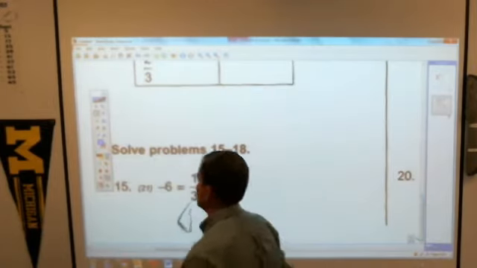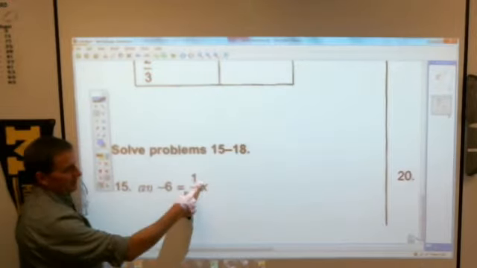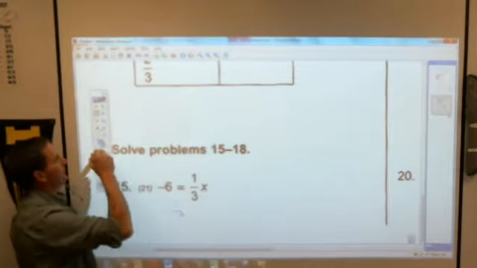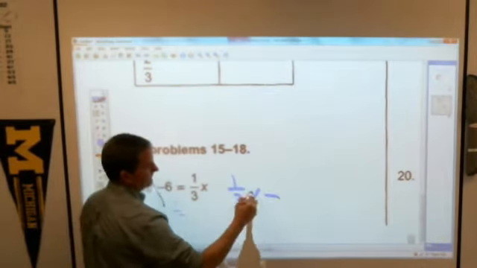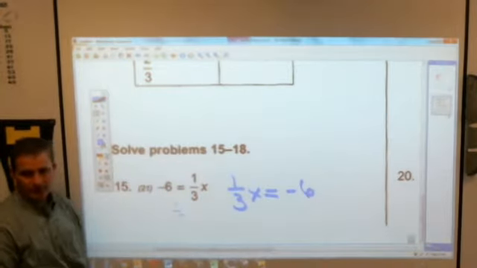No. Amelia, would it help if we took this problem and just flipped these things around and put the 1/3 on this side? Make this a little bigger. And made it 1/3 x equals -6. Would that make it any easier?